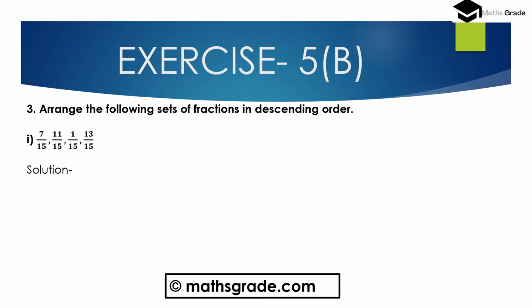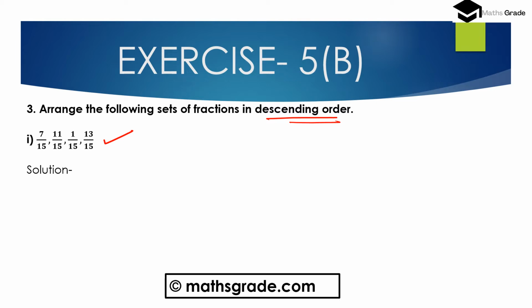Now question number 3. We have to arrange the following sets of fractions in descending order. First bit: 7 divided by 15, 11 divided by 15, 1 divided by 15 and 13 divided by 15. We have to arrange these sets of fractions in descending order, that is largest to the smallest order.